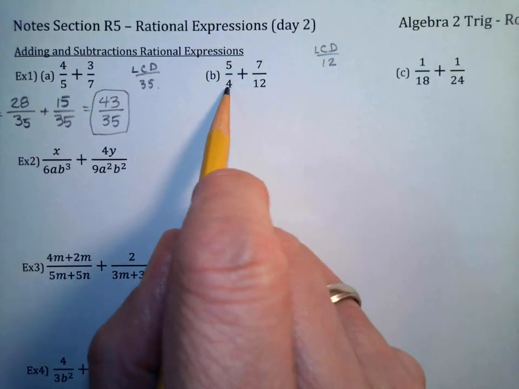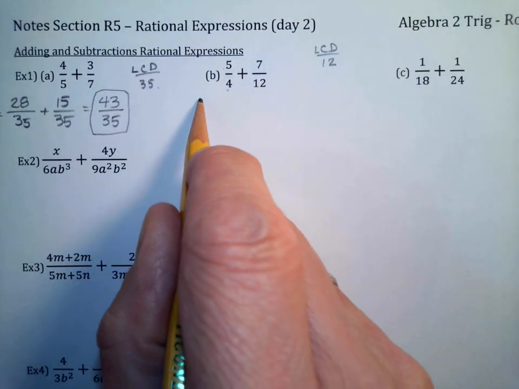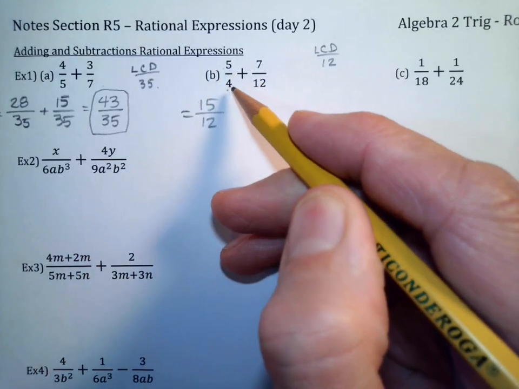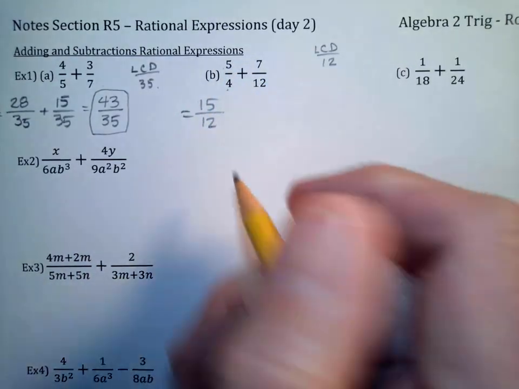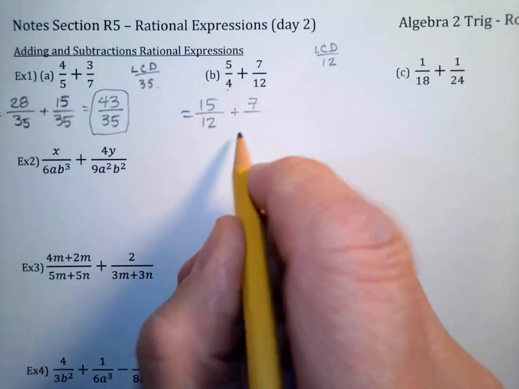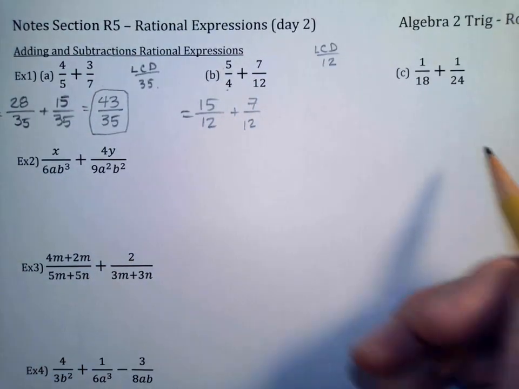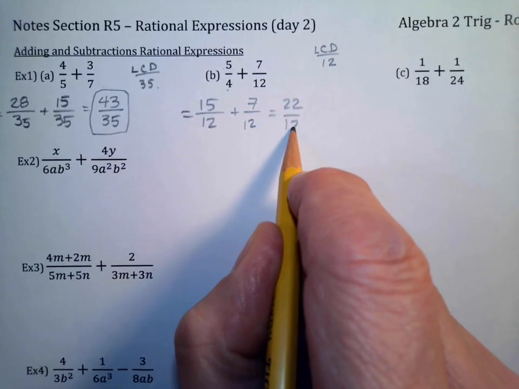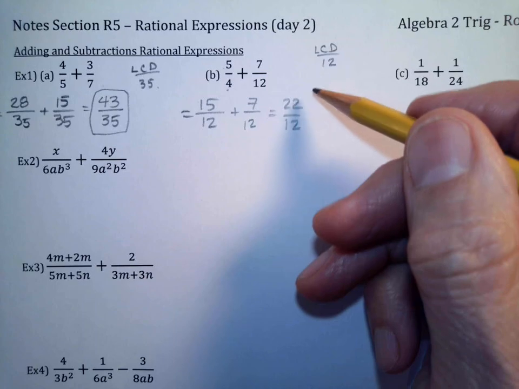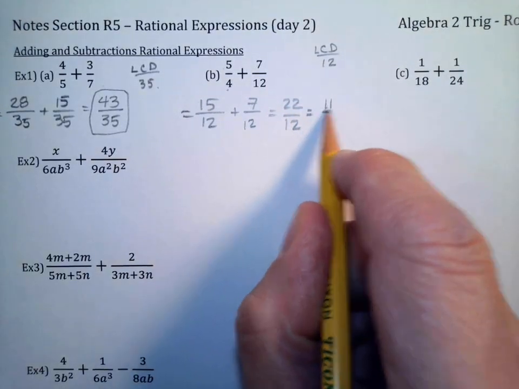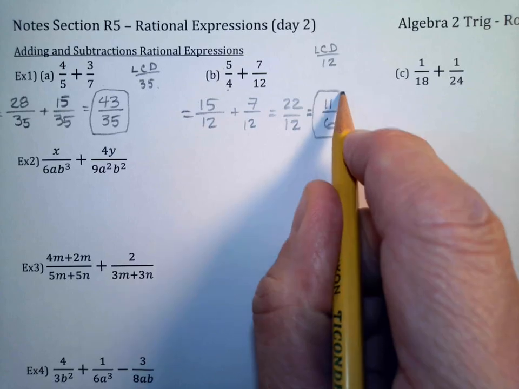And so now I got to make both of them into 12. So I multiply this by 3 and I multiply this by 3. So we get 15 over 12. So 5 fourths is the same as 15 twelfths. And then plus, this one's already the correct denominator, so I don't have to do anything to the second fraction. I simply add those up. That's 22 over 12, but now I need to reduce this because there's common factors in there. So we reduce that, and that becomes 11 over 6, and so that is our answer.